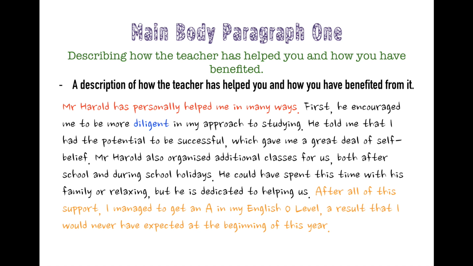So, how have we addressed this bullet point? Have we written down how the teacher helped us? Yes, we said he gave us a great deal of self-confidence and he organized additional classes, etc. And have we explained how we benefited from it? Yes, we wrote down, and that's why I highlighted it in orange, that I managed to get an A in my English O-level, a result that I would never have expected at the beginning of this year. That's the way that I benefited from Mr. Harold's help. So, as you can see, again, this paragraph has addressed the second bullet point.